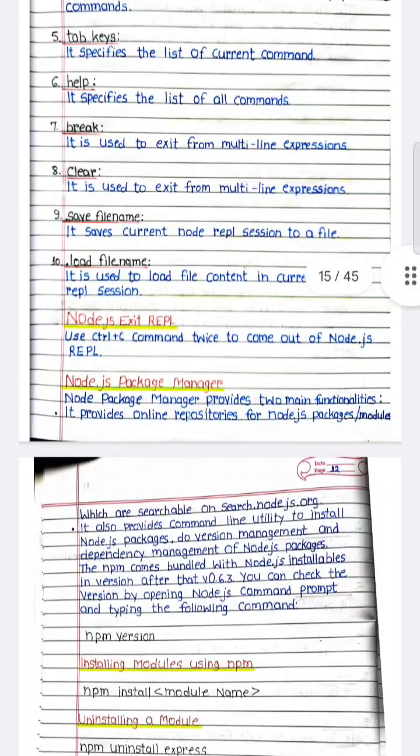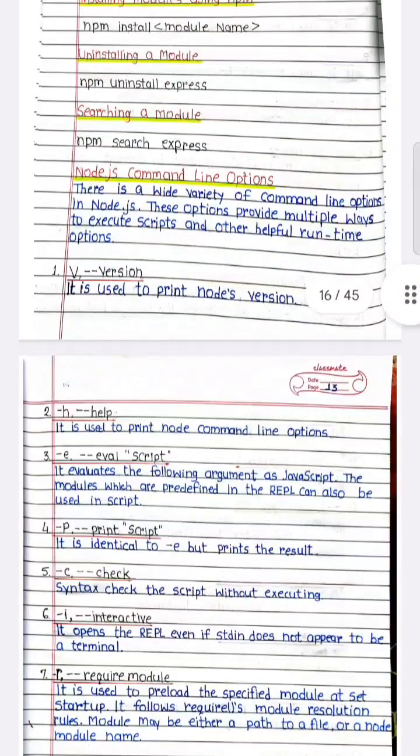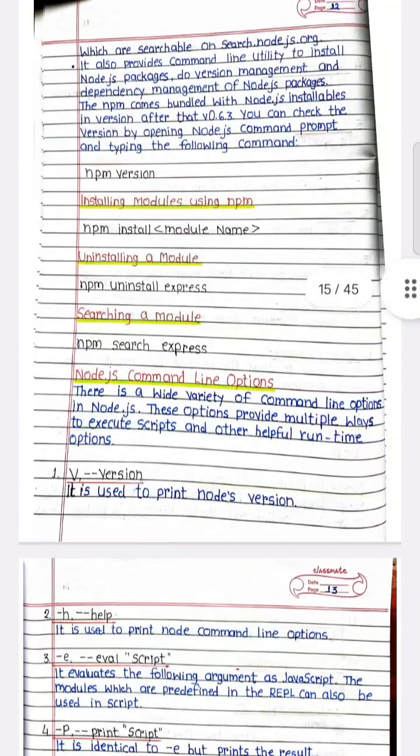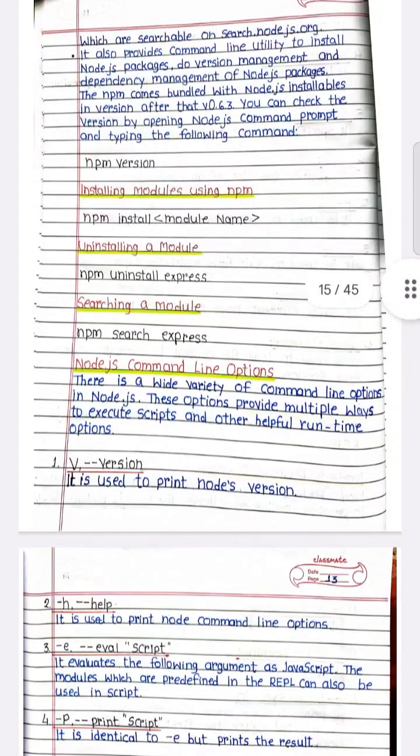Okay, so we have installed the npm version also here, and the commands are already written here. Install and uninstall work like this: npm, then install, and the module name, whatever module you want to install. Using Node.js, we are also using Express.js. Okay, so now let's look at the Node.js command line options.